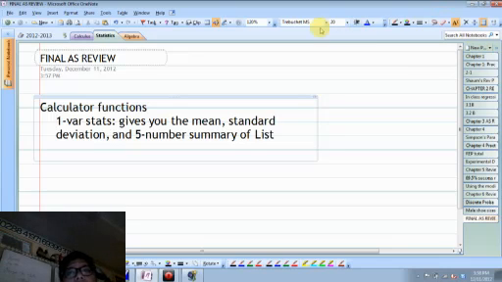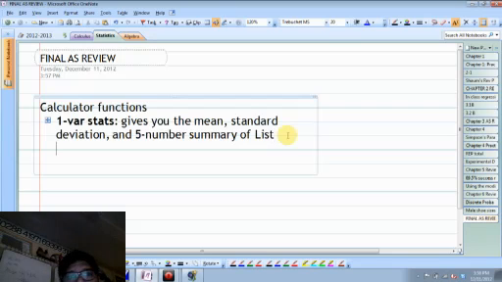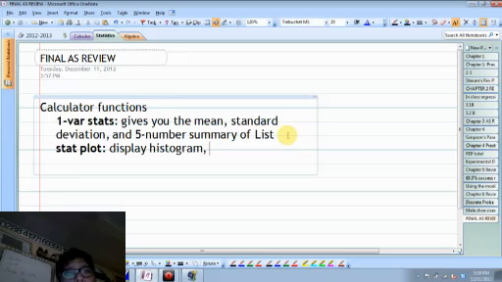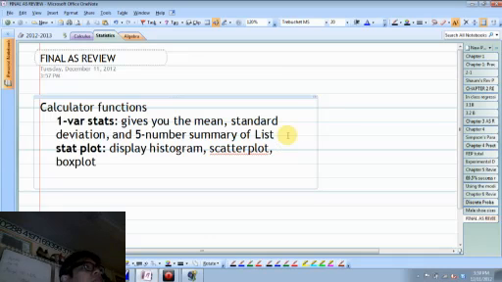Okay, so first we have a 5-number summary. 1-Var Stats gives you a 5-number summary. Okay, the next calculator function. What else do we do? The stat plot. Stat plots you can print or display. What's the first one? A histogram. A scatter plot, not a dot plot. What else? Oh, box plot. Okay. I don't think we use anything else in that.